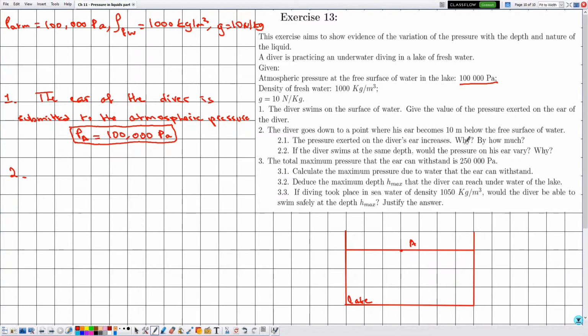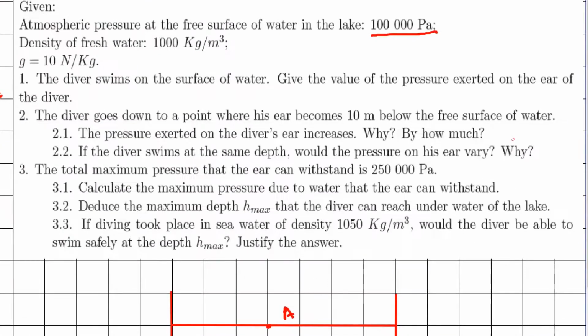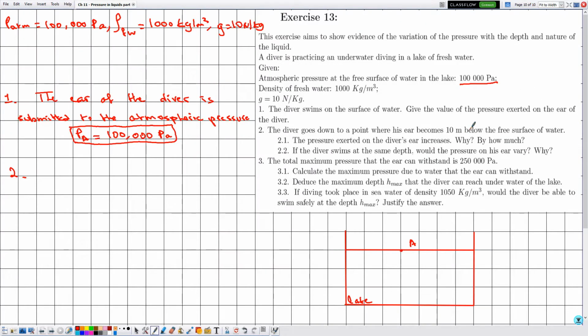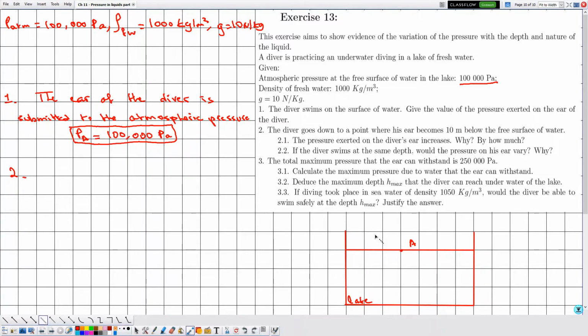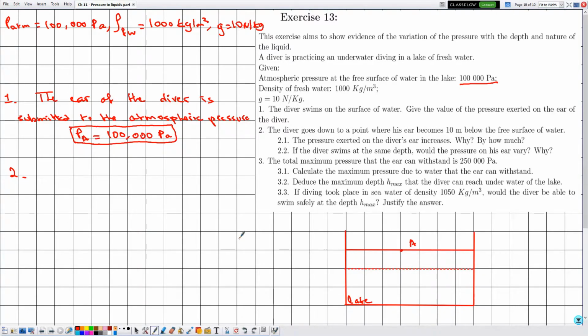And now in number 2, the diver goes down to a point where his ear becomes 10 meters below the free surface of water. So let's consider a horizontal surface below the point A, located at 10 meters. So what does H represent? H is the depth between the point A, the free surface, and the point B. So this is H.